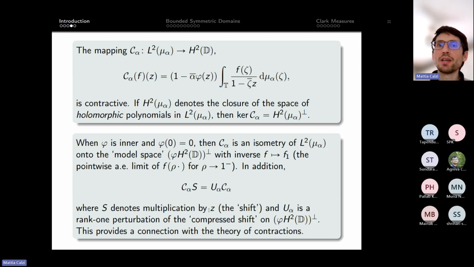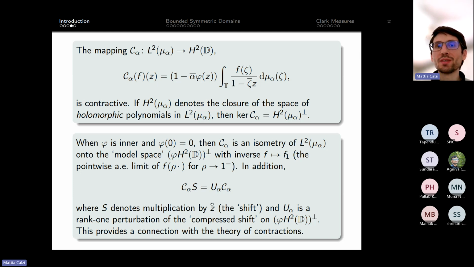What does it mean? You take the shift on this space here. The problem is that this space is not closed under multiplication by z. So you multiply by z, and then you apply the orthogonal projection onto this space, the orthogonal projection from the Hardy space onto this closed subspace. And you get this compressed shift, which is almost an isometry. And it only lacks some rank 1 operator.